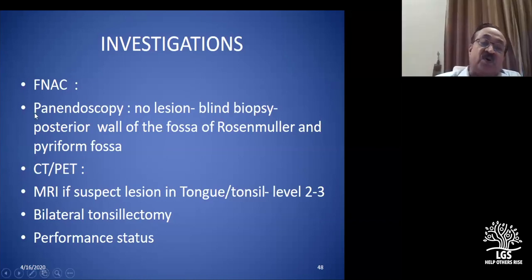And no doubt you will do an FNAC and pan endoscopy. One commonly asked question is this: where do you take a blind biopsy from? Answer is here: posterior wall of the fossa of Rosenmuller and the pyriform fossa. MRI is not routinely indicated if you suspect a lesion in the tongue or a tonsil and level 2, especially because there is a chance of a nasopharynx lesion going to the base of the skull.